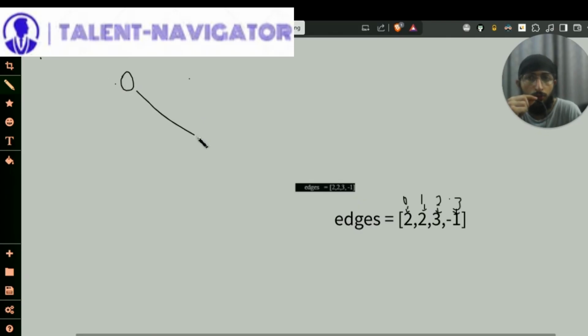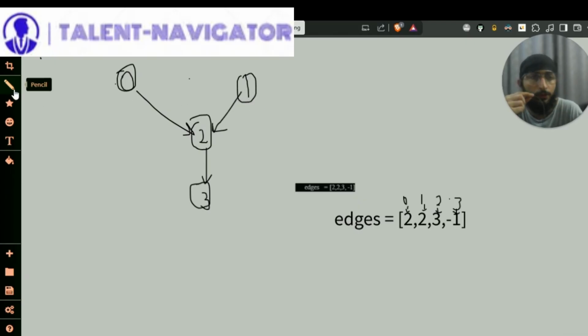From 0 to 2 there's an edge, right? And since it is a directed graph, I've shown the edge. Then from 1 to 2 is also an edge, and from 2 to 3 there's an edge, and from 3 it is minus 1, so there's no edge. So basically this is our graph. Sorry for the bad drawing, but since I'm using my mouse, sorry for that.